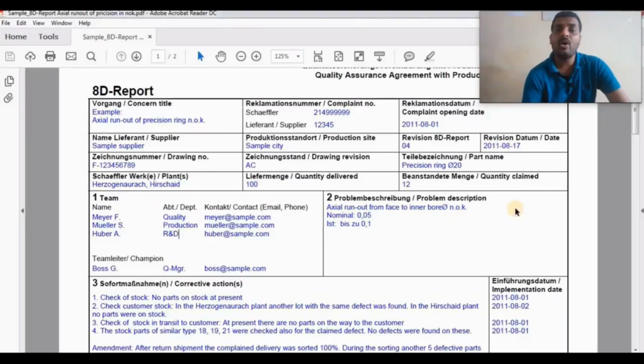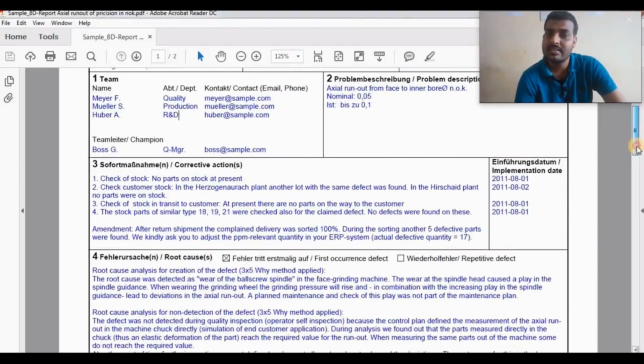Okay, in pain, how much amount of money is incurred, or how much percent defect is there, this you have to mention. Okay, here they have simply given that axial runout from the face to inner dia is not okay. Okay, they have mentioned here what is the nominal size and what was actually found. Okay, so in this way you have to mention it.